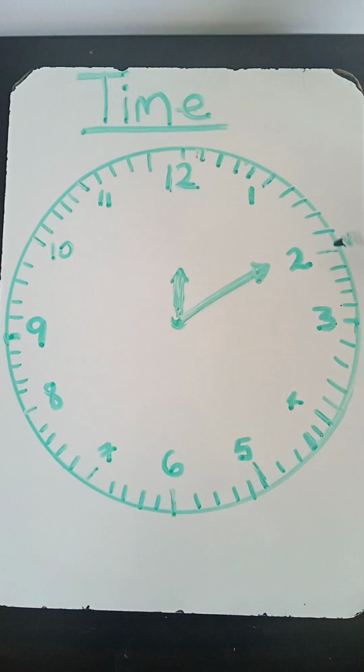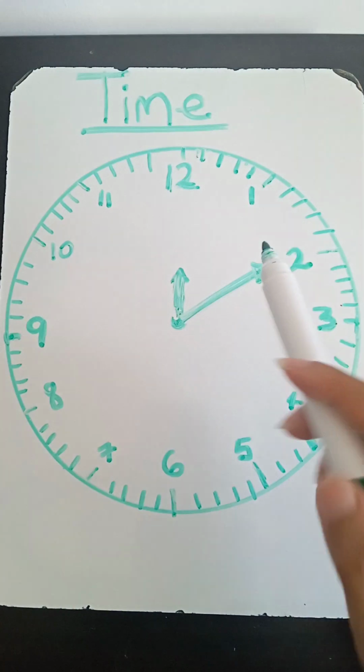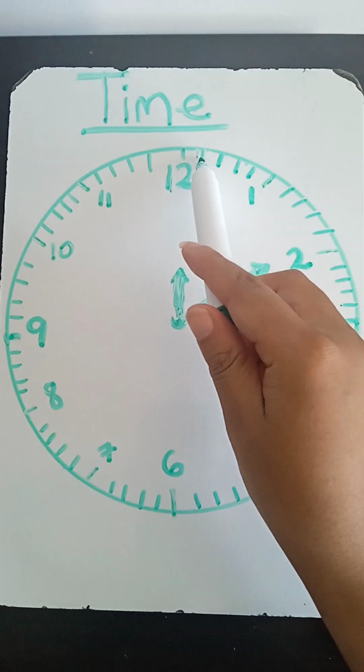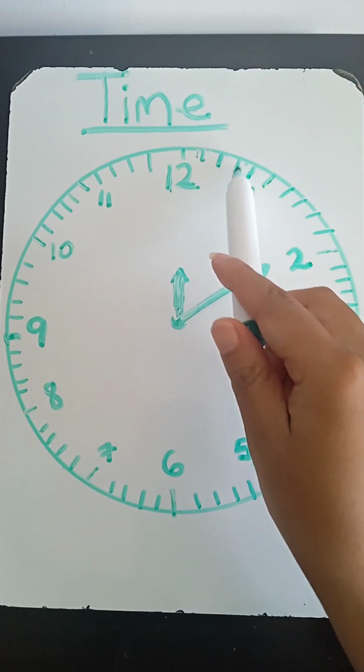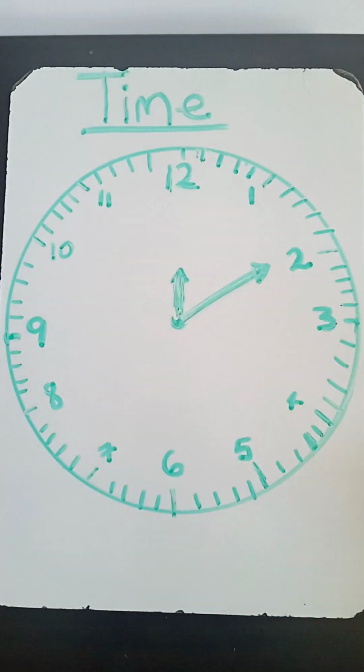So let me show you how you get to know the minutes. You see it is pointing directly here and it is directly at 2. So let's count how many minutes it is. You have 1, 2, 3, 4, 5. So straight to 1, it is 5 past 12. It's 5 minutes after 12 o'clock, which is 5 past 12.